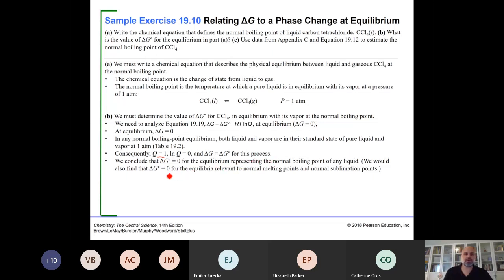We'd also find that delta G naught is equal to 0 for the equilibrium relevant to normal melting points and normal sublimation points. So if you recall all of our phase changes, all phase changes have no free energy available to them, right? It makes sense, you're not seeing productive work going on. You're staying at the exact same phase, same temperature, you're not having a change occur, even though there is a shift from one phase to the other. In terms of free energy in the system, the free energy remains the same.